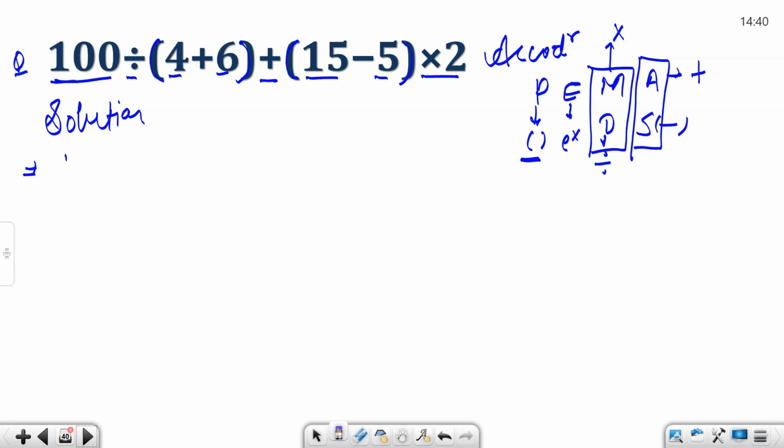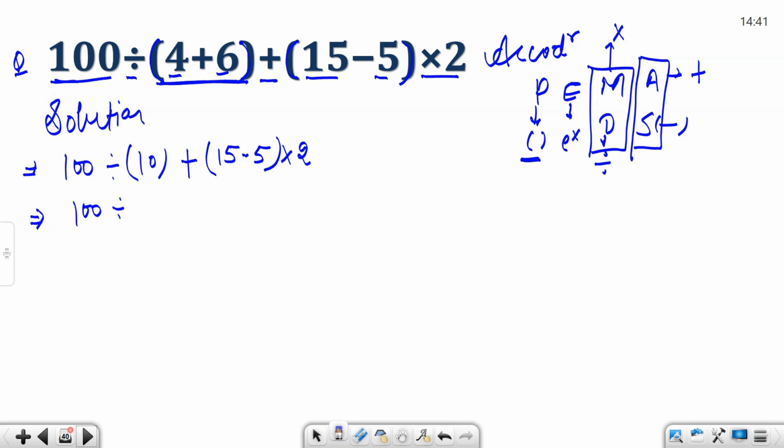Now, first we'll solve the brackets. So 4 plus 6 becomes 10, and 15 minus 5, multiplied by 2. That's what will happen. Now let's solve further. 100 divided by 10 plus 15 minus 5. What will 15 minus 5 be?